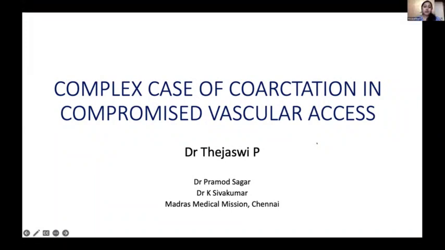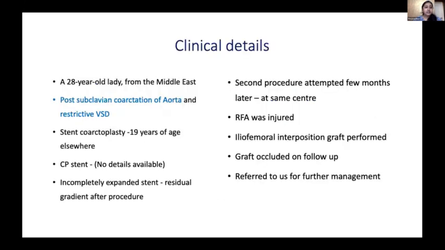Good evening, everyone. I'm Dr. Thejaswi from Madras Medical Mission. I'll be presenting a complex case of coarctation in a patient with compromised vascular access. The primary operator is Dr. Sasikumar. Our patient is a 28-year-old lady from the Middle East.